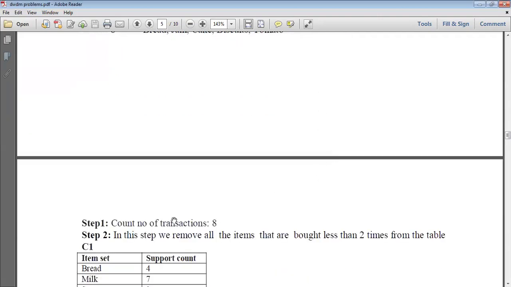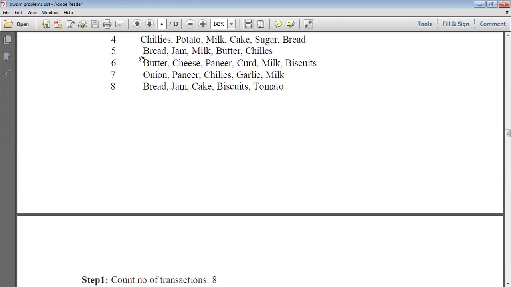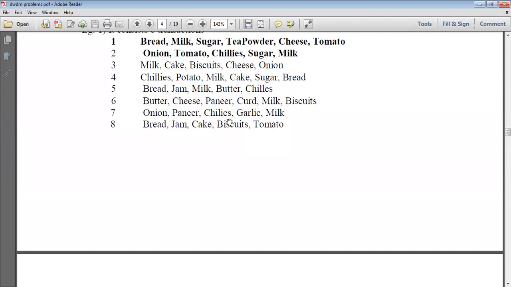First, count the number of transactions. How many transactions are there? That is 8 transactions. In the second step, we remove all the items that were bought less than 2 times from the table. Here, those items that are purchased less than 2 times, you have to remove.